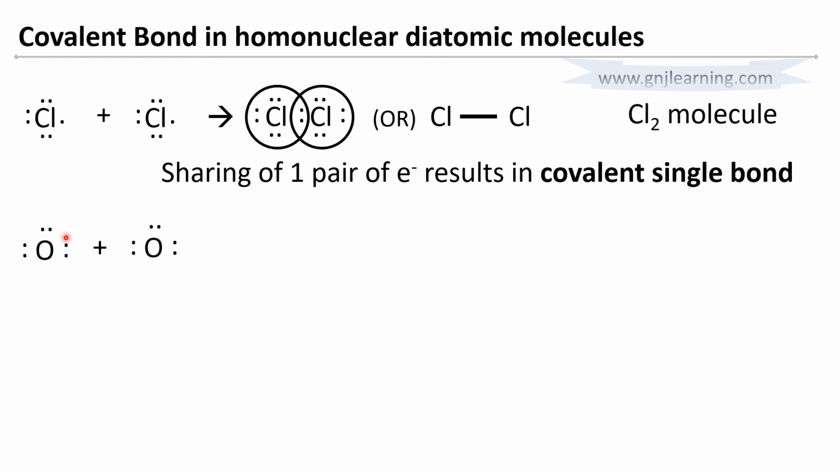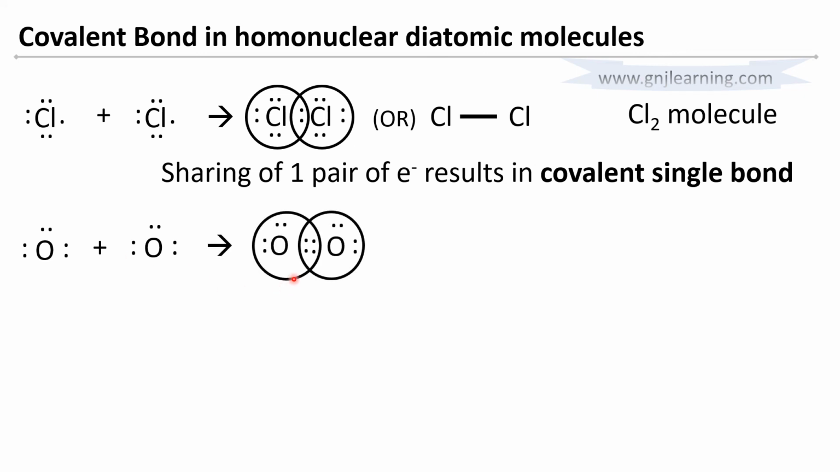Oxygen has only 6 electrons. Similarly, this oxygen also has 6 electrons. How many electrons does this oxygen require to complete its octet? It requires 8 in total, so there is a lack of 2 electrons. Same is the case with the other oxygen, so it requires 2 electrons. What will they do? They will decide to share 2 electrons from each side. So here in the case of chlorine, they shared only 1 electron. Here they decide to share 2 electrons from each oxygen. So what happens? Let us see.